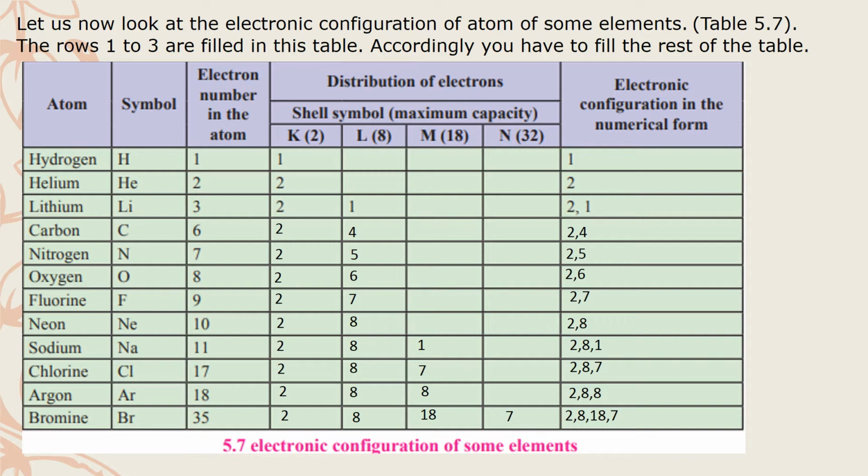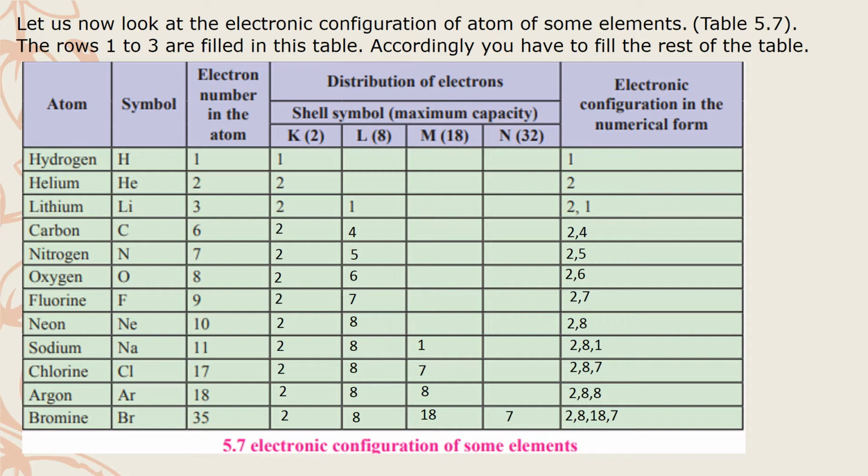Now the next atom is nitrogen. Symbol will be capital N. Electron number in the atom is 7. Distribution of electrons: in the K shell there are 2 electrons and in the L shell there are 5 electrons. So electronic configuration will be 2, 5. Now the next atom is oxygen. Symbol will be O. Electron number in the atom is 8. In the K shell there will be 2 electrons, in the L shell there will be 6 electrons. So electronic configuration will be 2, 6.